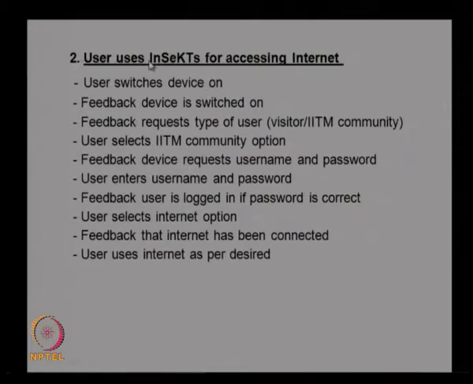So this is another scenario where the user uses the device for accessing the internet. So what are the different stages or activities involved in accessing this particular service? The user switches on the device, then feedback that the device is switched on, then the feedback requests the type of user. This will be common for all the applications, because in every case the system has to identify whether the user belongs to the IITM community or is an outside visitor. Accordingly the options will be given by the system.